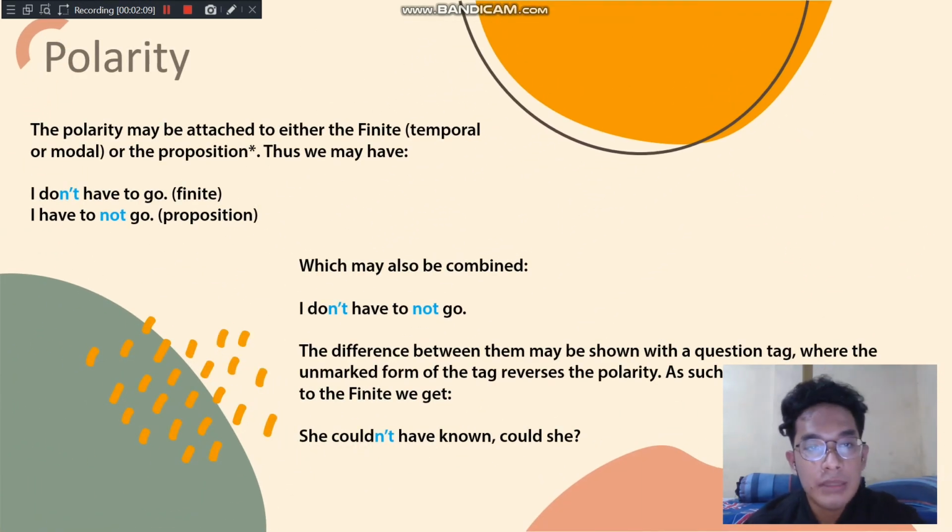The polarity may be attached to either the finite, temporal or modal, or the proposition. Thus, we may have I don't have to go, it's a finite. I have to not go is a proposition, which may also be combined: I don't have to not go. The difference between them may be shown with the question tag, where the unmarked form of the tag reverses the polarity. As such, if the polarity is attached to the finite, we get she couldn't have known, could she?